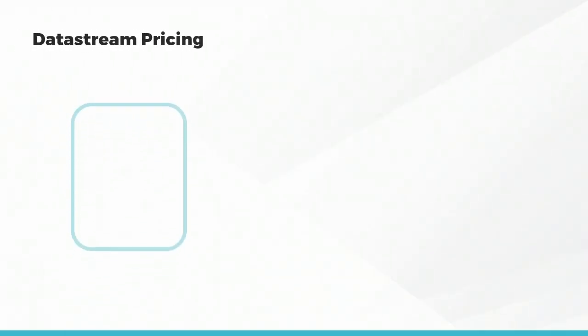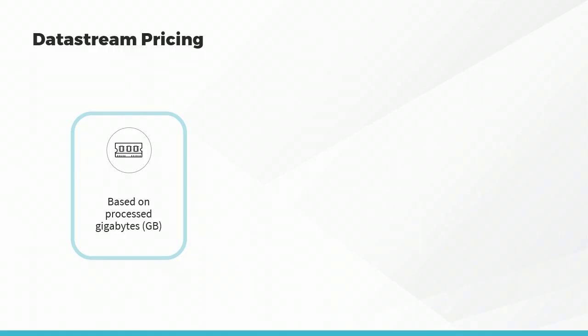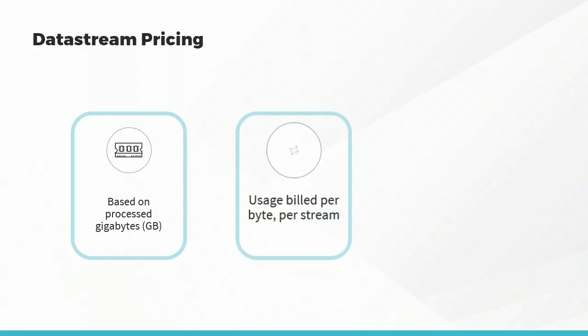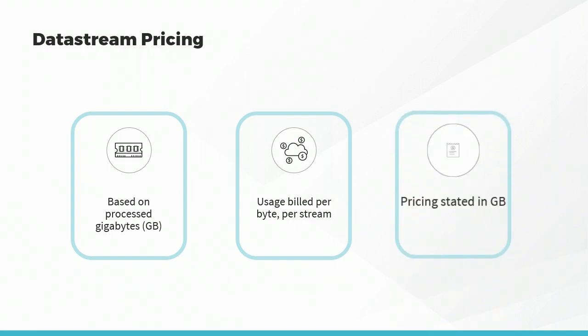So the Datastream pricing breaks down based on the processed number of gigabytes for your data. So it's going to be based on how much data you're processing, and it's also based on the usage billed per byte per stream. And this is on a per stream basis. And so this is going to be stated in gigabytes. So if you see that it's 500 megabytes, you're going to actually see that it's 0.5 gigabytes, for example.